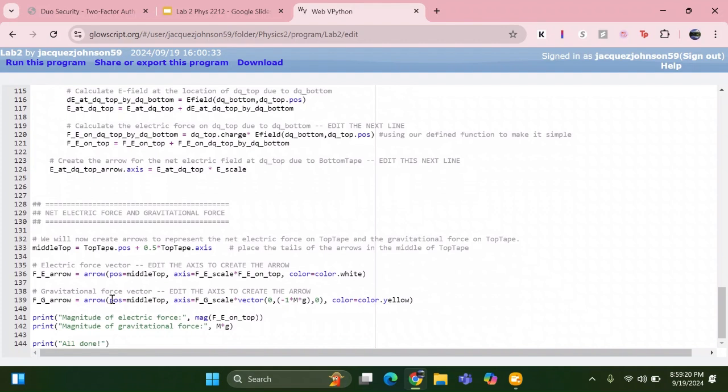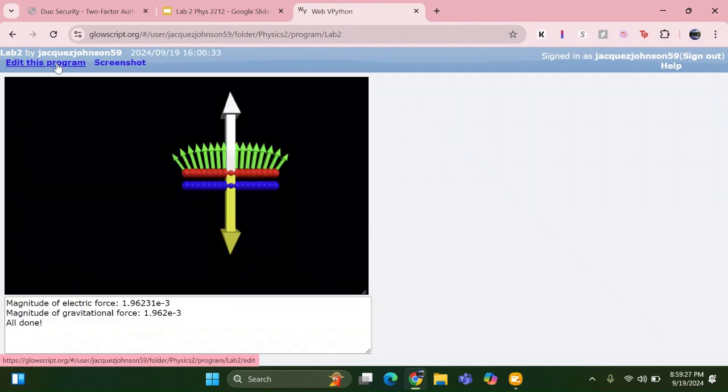And then at the bottom, we're going to calculate our gravitational force, which is just M times G. And we're going to get this result right here, where we see that the magnitudes are equal and opposite, so they cancel out. And we see all the different charges and direction of the force.